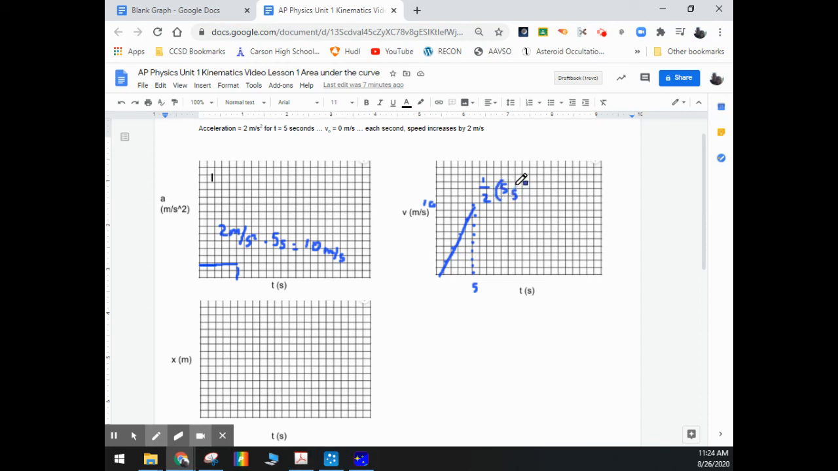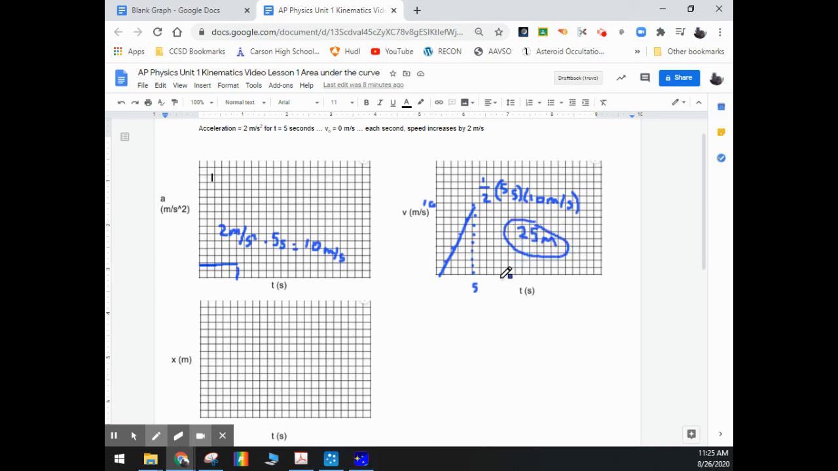We'll put it in parentheses so we don't get confused, times the height, which is going to be 10 meters per second. So if I take 5 times 10, that's 50. The seconds cancel out, and 50 divided by 2 will give us 25 meters. All right. So the area of velocity versus time gives us displacement or position.